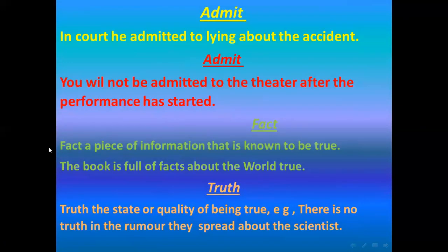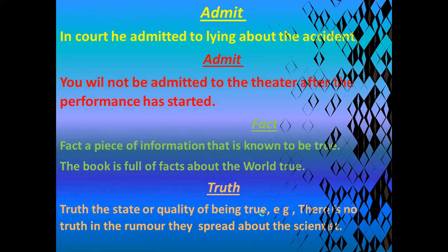What's the meaning of fact? Fact is a piece of information that is known to be true. The book is full of facts about world truth. Truth. Truth is the state or quality of being true. For example, there is no truth in the rumor that spread about the scientist.